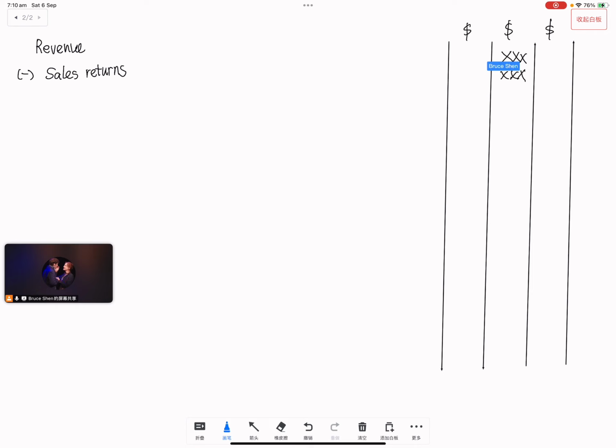We can get a figure. I will use two figures, but not XXX, that will not be helpful. If you want to understand, yeah, great. So that's how I use it. Sales returns, I assume it is 5,000, so we can get a figure here.